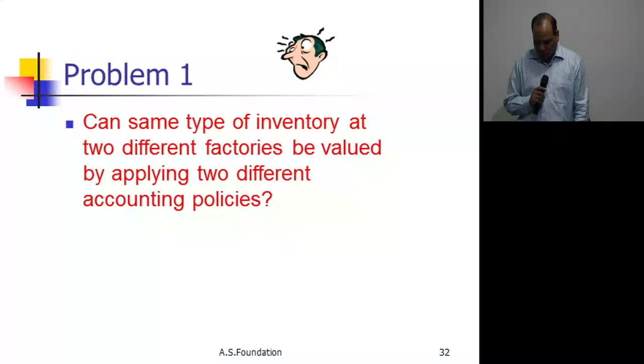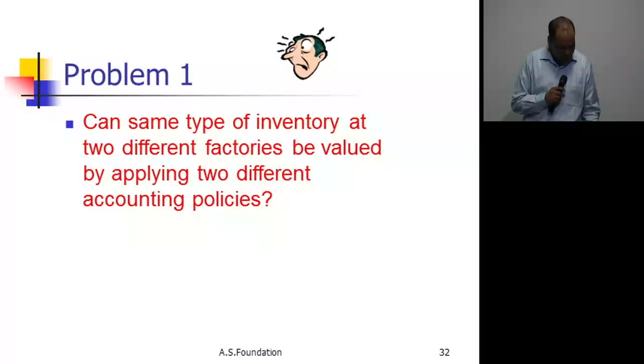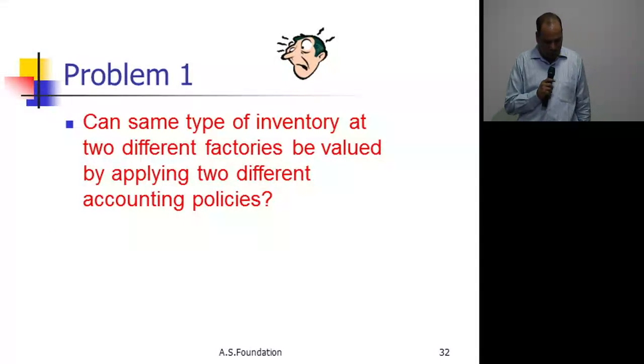Okay, now just answer this question. Can the same type of inventory at two different factories be valued by applying two different accounting policies? Same, underline same word. Can same type of inventory, page number 2.5, question number 1, read the answer. Is it allowed?